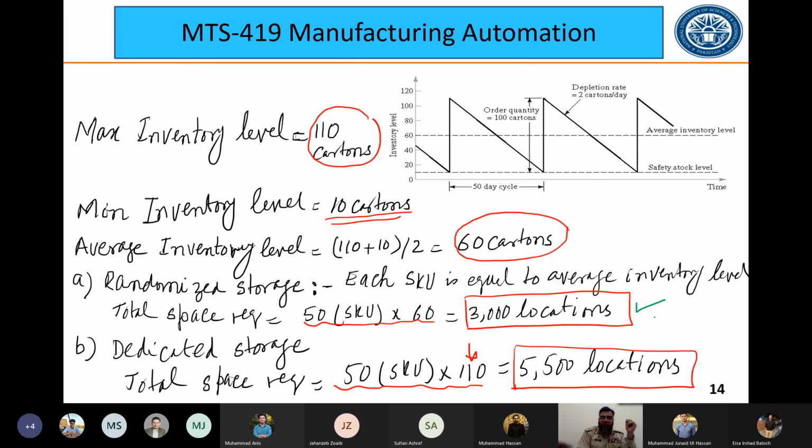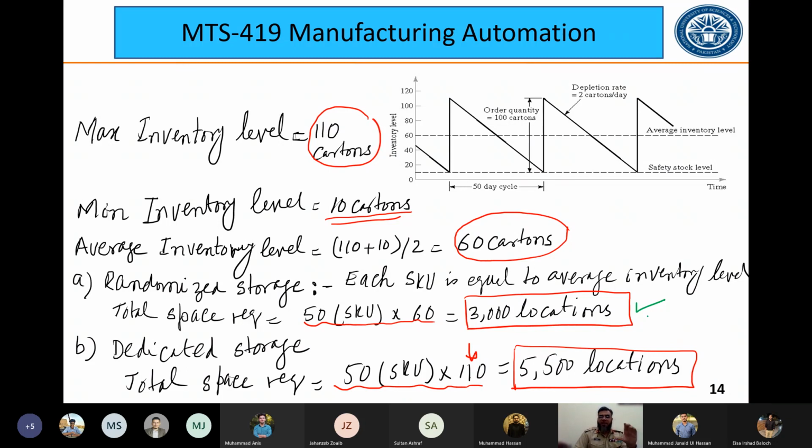Now come over to the dedicated storage. So if I want to have a dedicated storage, for every SKU, I need to have a storage location according to the maximum number of items I want to store, the maximum quantity I want to store. So each SKU will have a max of 110 units.